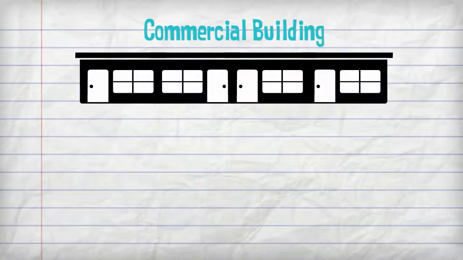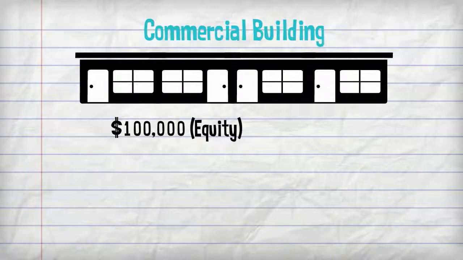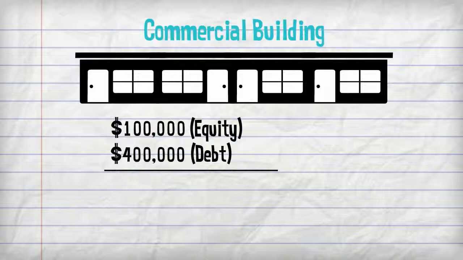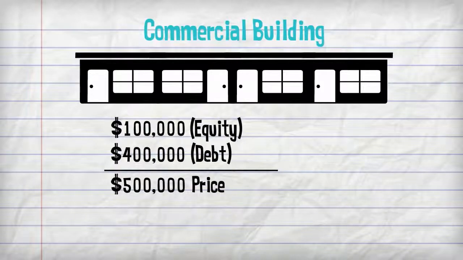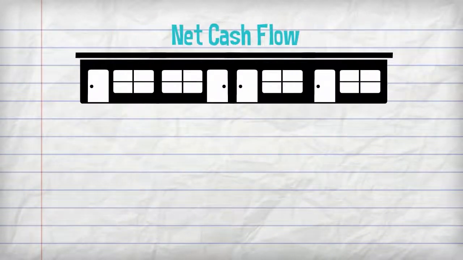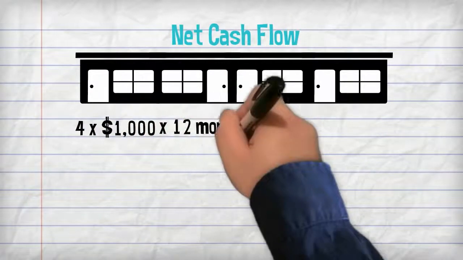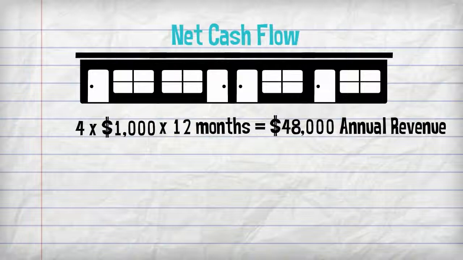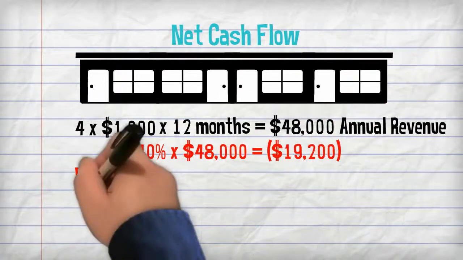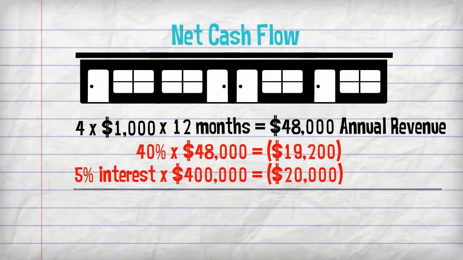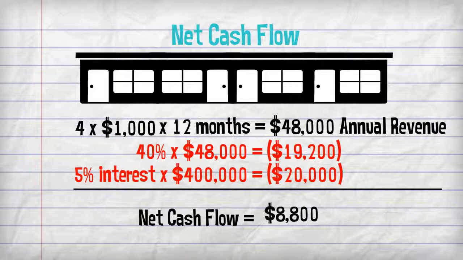Let's look at investing in a commercial building. I put $100,000 of my own money, which is considered equity, and take out a $400,000 loan, which is considered debt, for a total purchase price of $500,000. There are 4 office spaces that I rent out for $1,000 per month, meaning I generate $48,000 in annual revenue from rent. If I assume that my expenses for the year are 40% of revenue and pay interest only on my loan, my net cash flow for the year is $8,800.